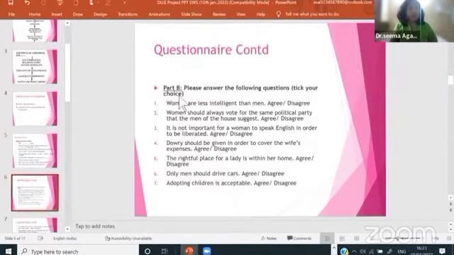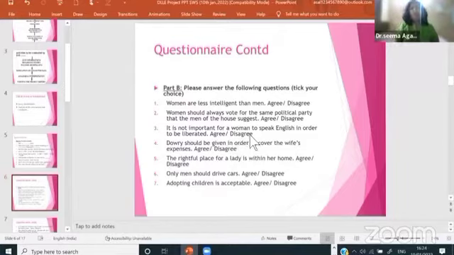Now we come to part B. So part B has total 20 questions and most of the questions have 2 options. So the way in which the respondent is giving answer is based upon her mentality and her surroundings. So the first question of part B is women are less intelligent than men. Second one is women should always vote for the same political party that the man of the house suggests. Third one is it is not important for a woman to speak English in order to be liberated.